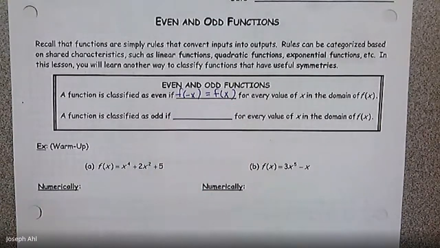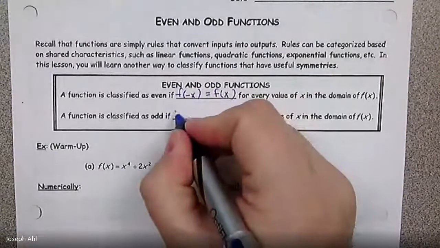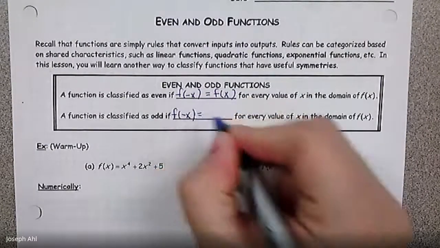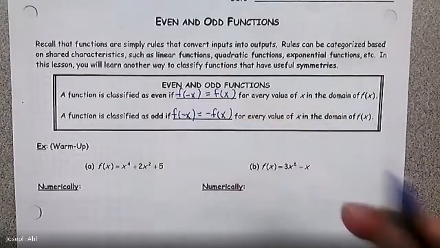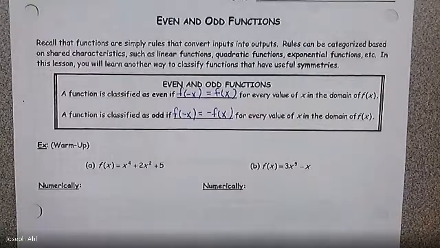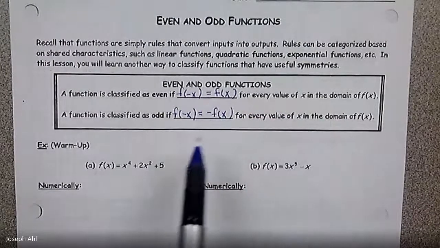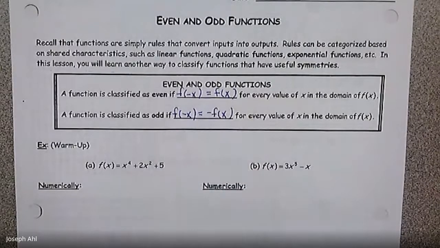Meanwhile, in the second instance, a function is classified as odd if what's true. In this case, we're going to find that f of negative x is equal to negative f of x. If that's true for every value of x in the domain, then we would find that it's classified as an odd function.